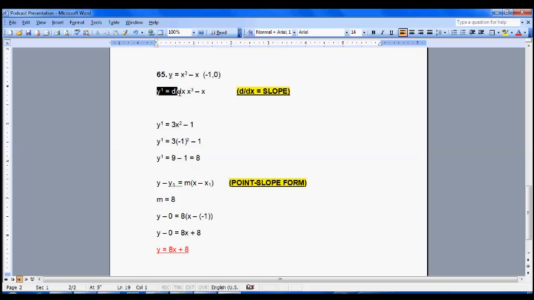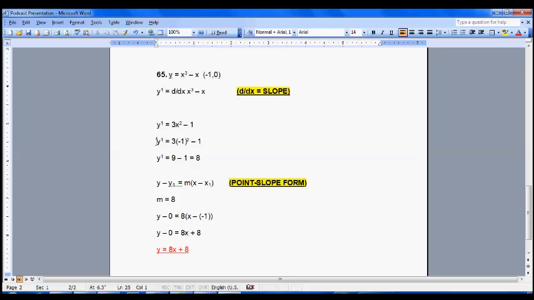Now first, so what I did is y prime equals the derivative of x cubed minus x. Alright, derivative of x cubed is 3x squared. 3 times 1 equals 3. 3 minus 1 equals 2. And then the derivative of x is 1, because any number that has an exponent of 0 equals 1. So it's 3x squared minus 1.